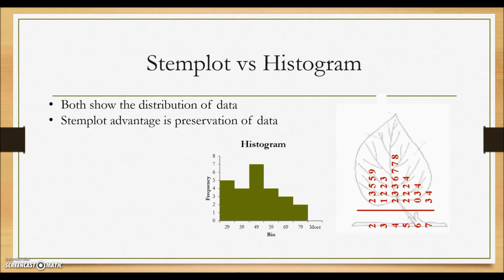However, the advantage of the stem plot is that it preserves the data. We can see by looking at a stem, for example in the 60 range, that most of these values are on the low end of the 60s. Here, for this range, 60 to 69, in the histogram we have no idea whether they were on the low end of that range or if it was on the high end.